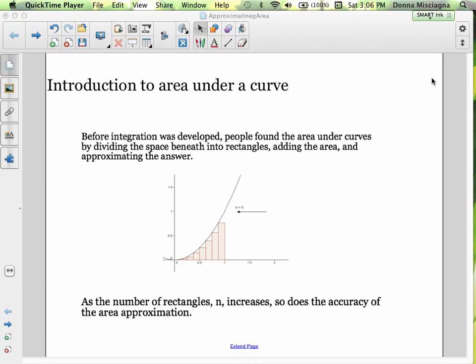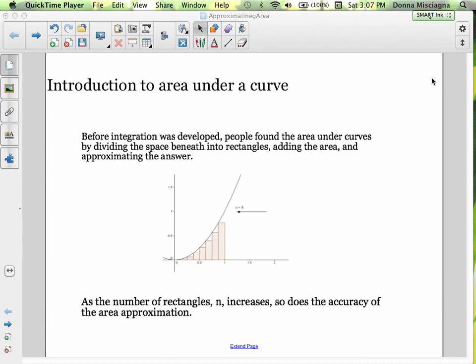Welcome to approximating area under a curve. So, an introduction to area under a curve. Before integration was developed, people found the area under curves by dividing the space beneath into rectangles, adding the areas, and approximating the answer. As the number of rectangles n increases, so does the accuracy of the area approximation.